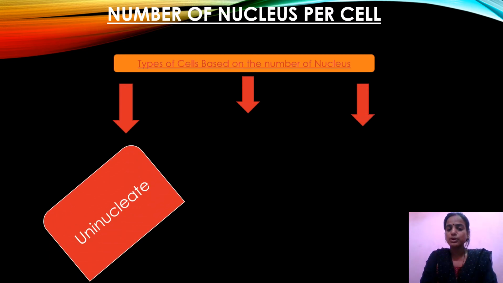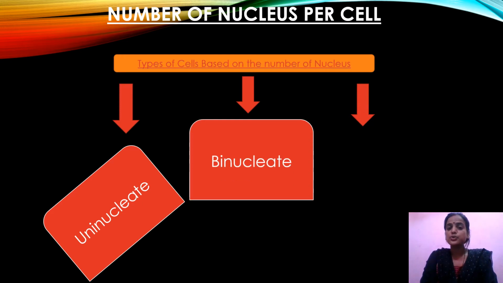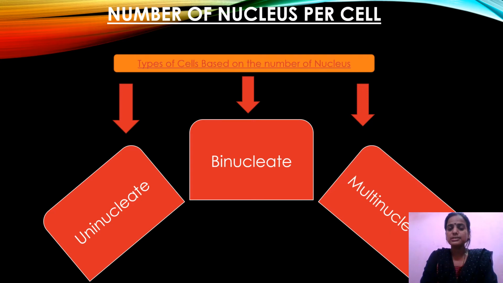If a cell has only one single nucleus, it is known as uninucleate. If it has two nuclei, it is known as binucleate, and if it has more than two nuclei, it is a multinucleate cell. Now let us see some examples of uninucleate, binucleate and multinucleate cells.